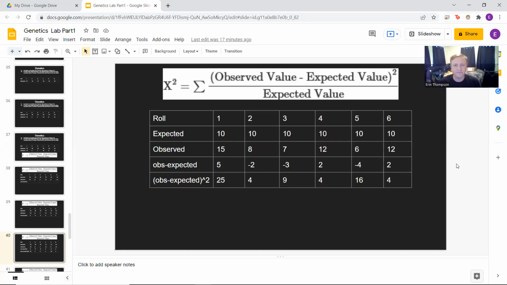All right. We've got our observed minus expected. Now we have squared this value. What do we do next? Somebody let me know in the chat. What do we do next?